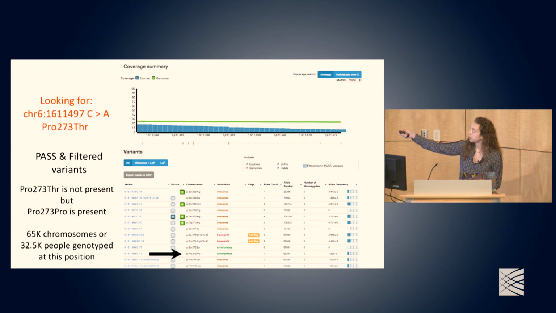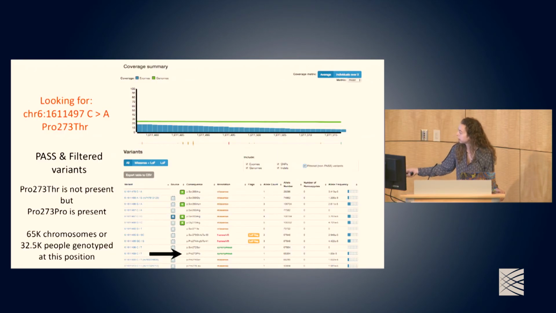So first you can see this region doesn't have great coverage. So the average coverage is only about 20 down to 10x in the exomes. That's not great. The genomes are pretty smooth at 25, 30x. And so when I look for my variant of interest, I've picked that I really want to find this proline 273 threonine missense variant. I don't see that in the data set, but I do find a synonymous variant at that position that's been filtered out. And so I can look there.